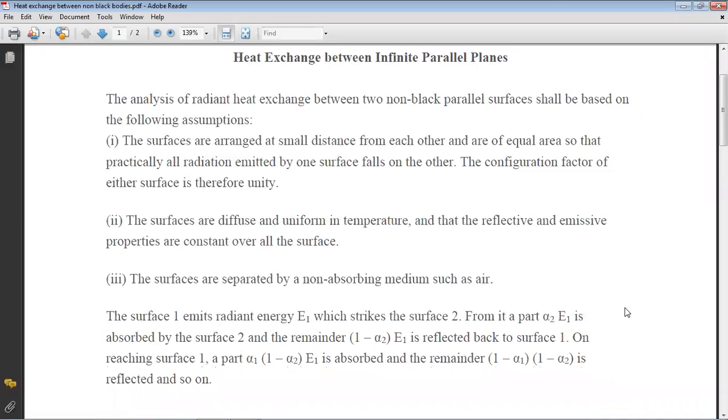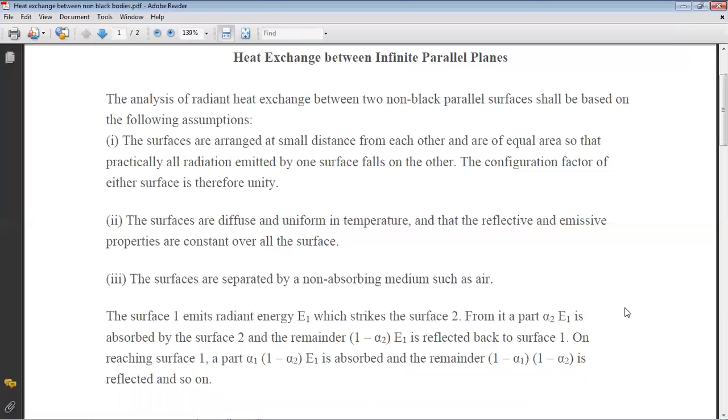The third assumption is that the surfaces are separated by a non-absorbing medium such as air. Now, from the first assumption, it is clear that the areas of the two non-black surfaces are the same.